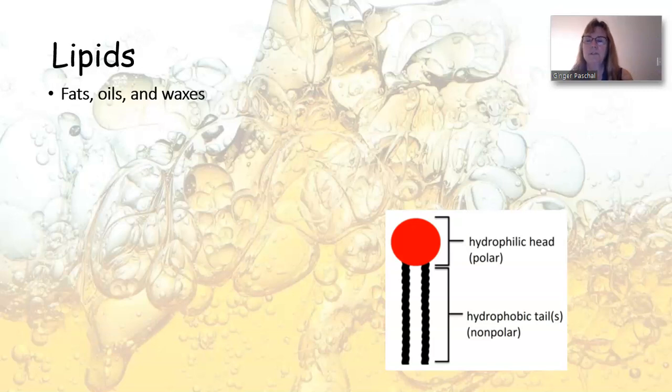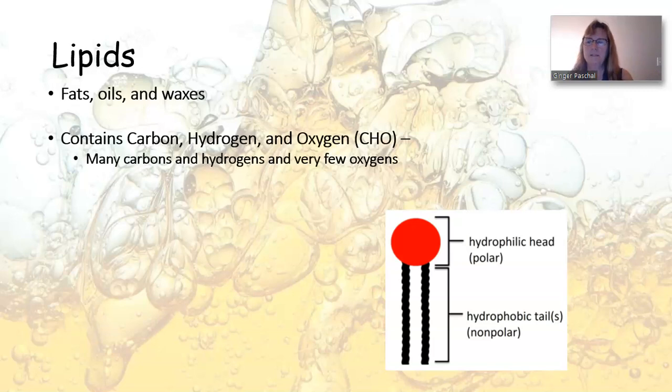Some examples of lipids are fats, oils, and waxes. Lipids contain carbon, hydrogen, and oxygen, just like carbohydrates do. And again, you can think of this as CHO. These are the symbols that you would use if you were writing the atoms carbon, hydrogen, or oxygen.